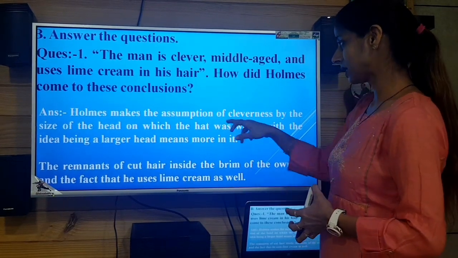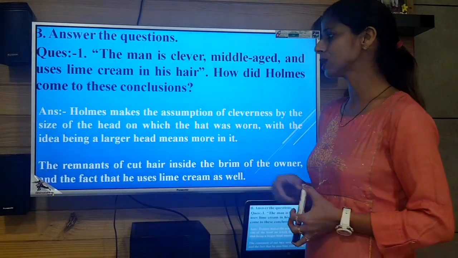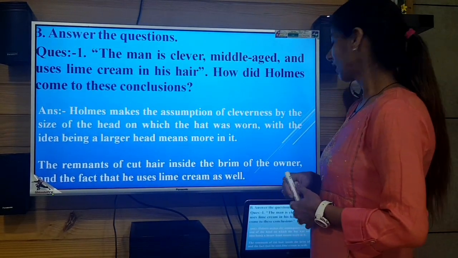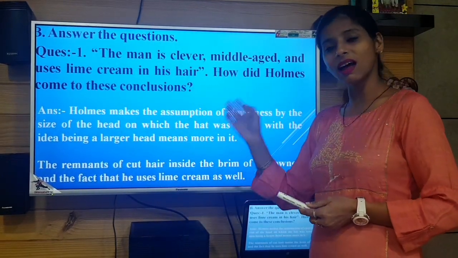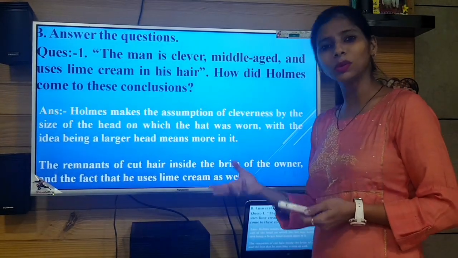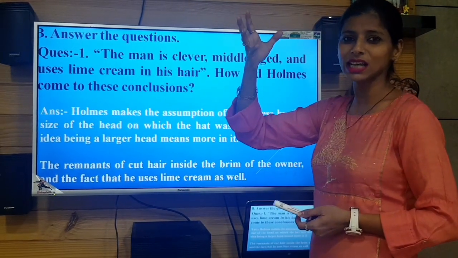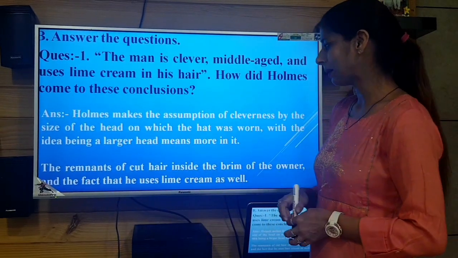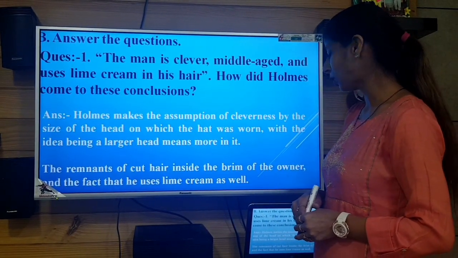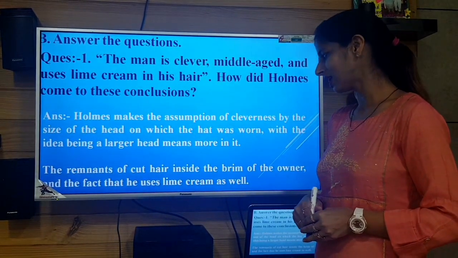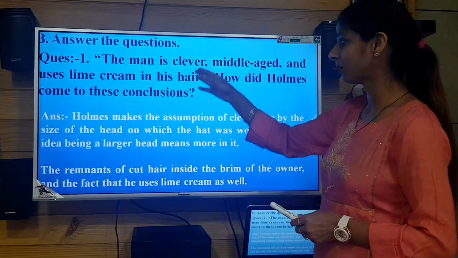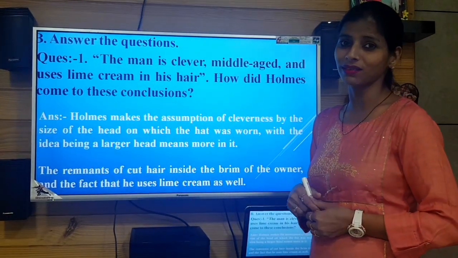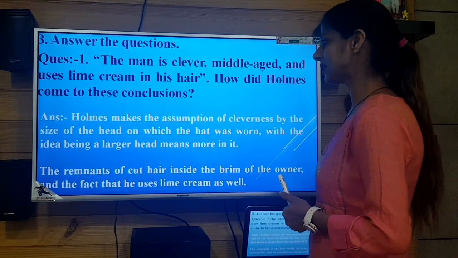Holmes makes the assumption of cleverness by the size of the head on which that hat was worn, with the idea being a larger head means more in it. The more is the size of the head, the more is the brain of that person, right? The remnants of cut hair inside the brim of the hat and the fact that he uses lime cream as well represents that he is a clever and middle-aged man, right? So this was the answer.